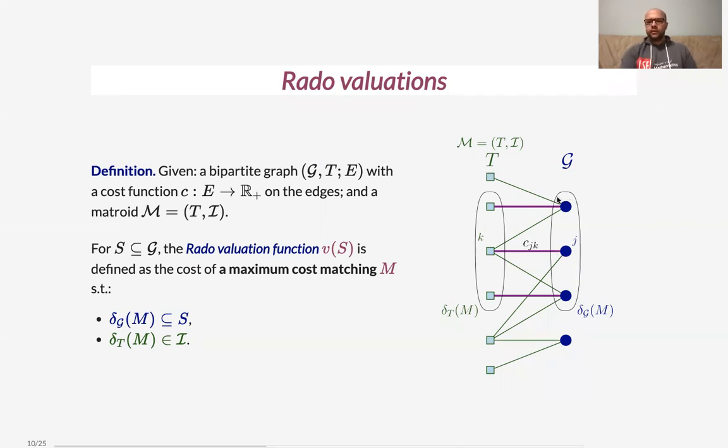For a given subset of goods, as indicated here, the value of this set for you is going to be the value of the maximum cost matching M in this graph, such that this matching only uses the goods that are given. And also the other side of the matching is an independent set in the matroid. Okay, that's a lot to take in. Let's look at some examples of Rado evaluations.